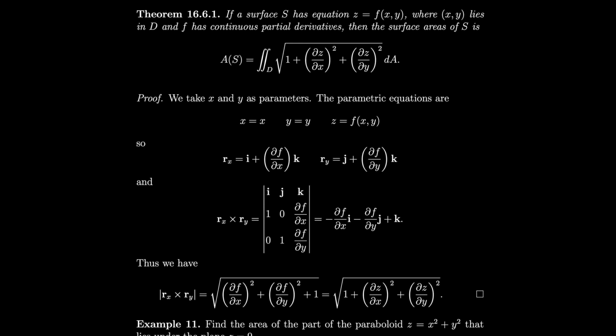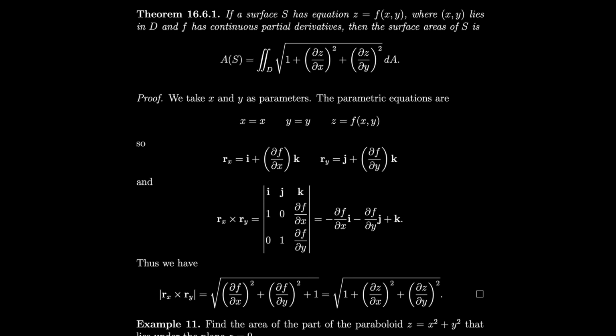We just take x and y as parameters, because we can, because z is a function of x and y. And then the partial of r with respect to x will be i plus the partial of f with respect to x times k, because partial of x with respect to x is just 1, so we get 1i. And notice that partial of y with respect to x is 0, so we don't have any j's. Similarly, for the partial of r with respect to y, we get 1j plus the partial of f with respect to y.